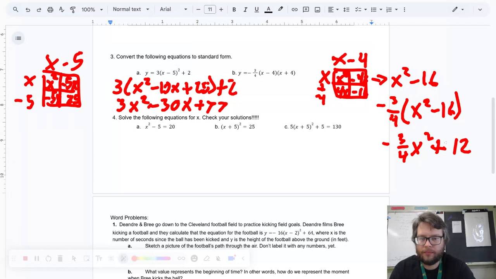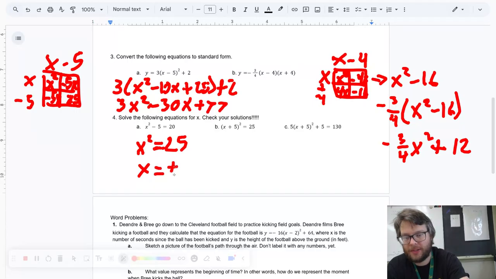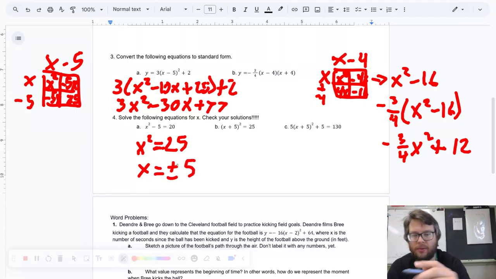Okay, moving on to number 4. Solve the equations for x. So if I wanted to get x by itself, I'm going to add 5 to both sides. Then I take the square root, and I remember that there's both a positive and a negative value that squares to make 25. Positive 5 squares to 25, so does negative 5.